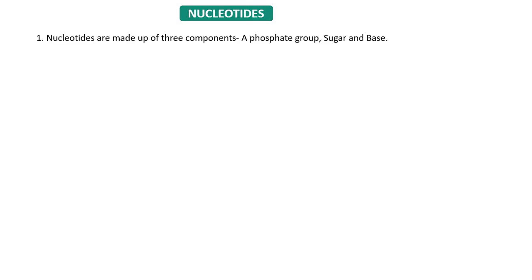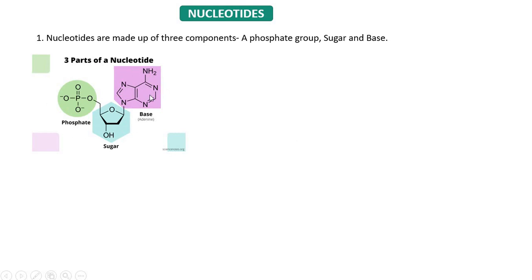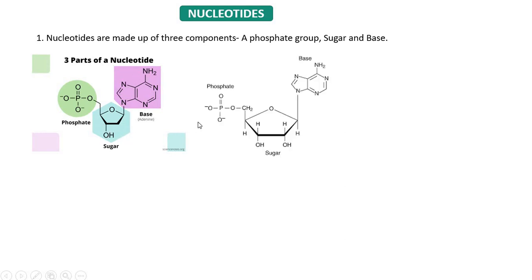As I said earlier, the difference between nucleoside and nucleotide is only in the components. Nucleosides have only the sugar plus base component, while in nucleotides, along with sugar and base, there is a phosphate group. This is very important. Remember, nucleotides are made up of three components: a phosphate group, sugar and base. See, this is a base, the name of this base is adenine. This is a sugar, deoxyribose sugar, and this is a phosphate group.